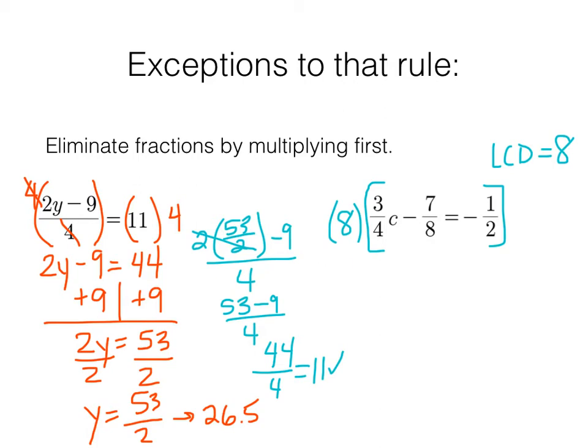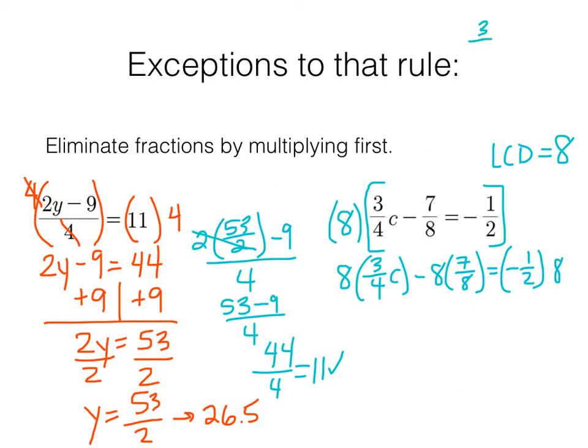Anyway, we're going to multiply by 8. So 8 times 3/4 of c minus 8 times 7/8, and that equals negative 1/2, again times 8. All right, 8 times 3/4 is 3/4 of 8. Well, 1/4 of 8 would be 2, so 3 of those would be 2, 4, 6. 3/4 of 8 is 6. So 6c. 8 times 7/8, so the 8's will cancel there, so minus 7.